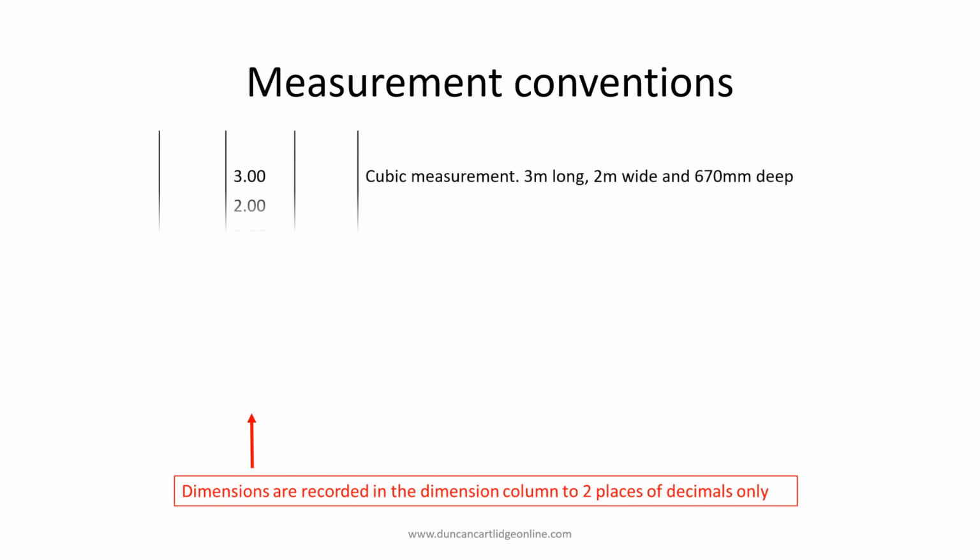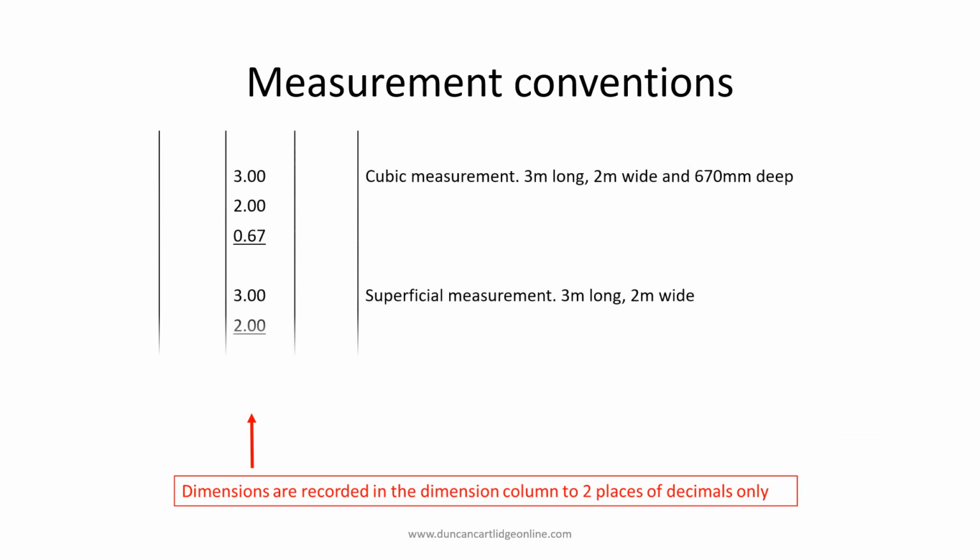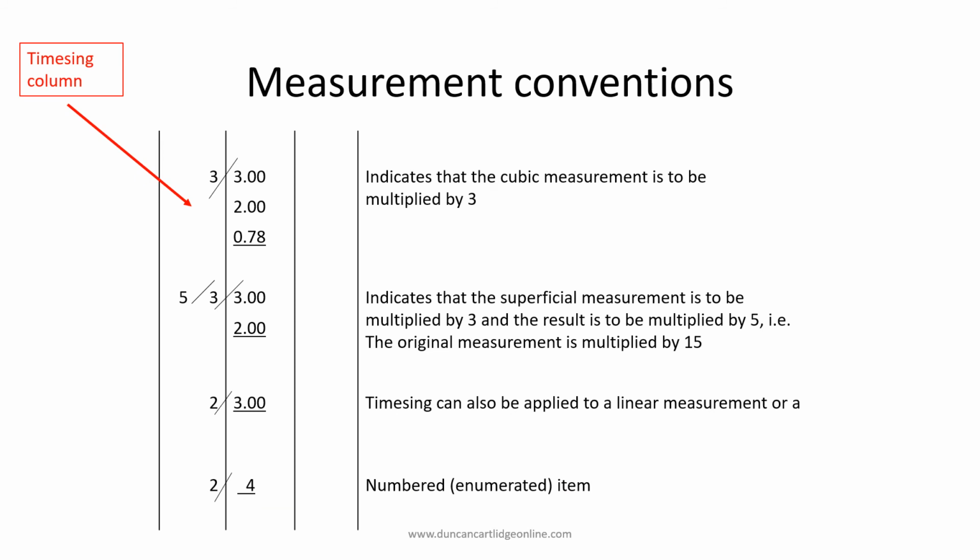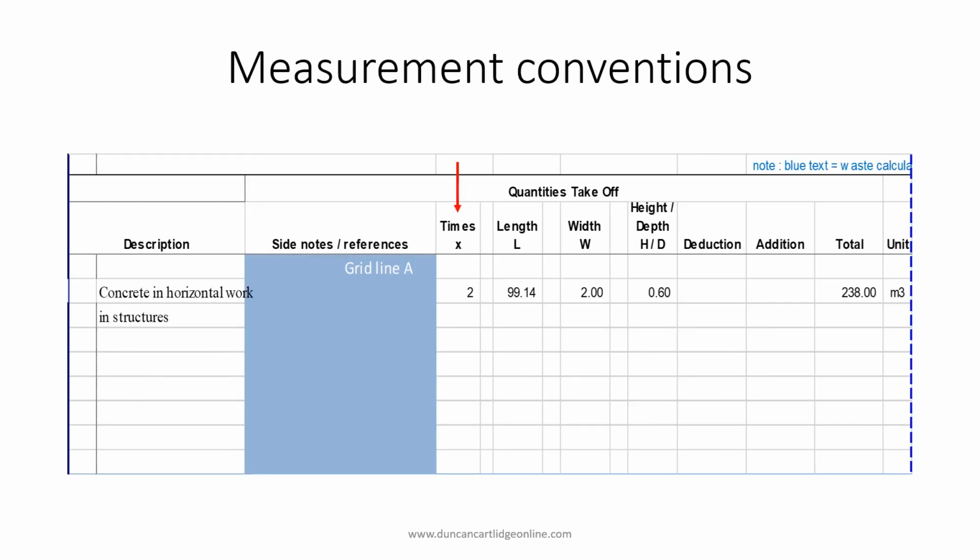When using either dimension paper or spreadsheets, dimensions are always recorded in a specific order, as illustrated on this page. The timesing column is used to multiply dimensions for items that appear more than once. When using a spreadsheet, the timesing column may be found as shown.